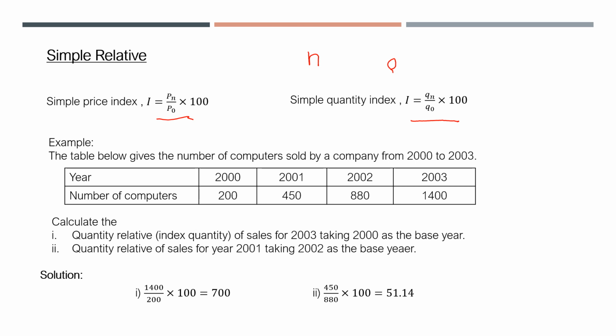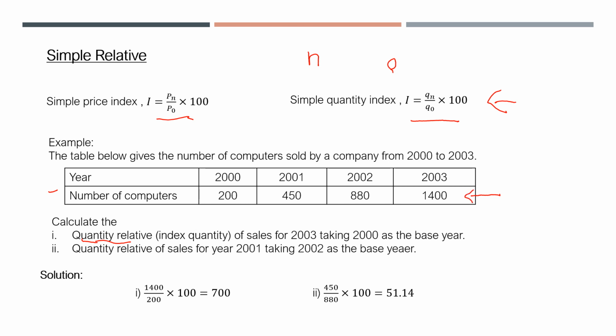The table below gives the number of computers sold by a company from 2000 to 2003. So here are the data. Calculate the quantity relative of sales for 2003, taking 2000 as the base year. To say quantity, this is the keyword, quantity relative. So you are going to use this formula. And Qn is the current year quantity.